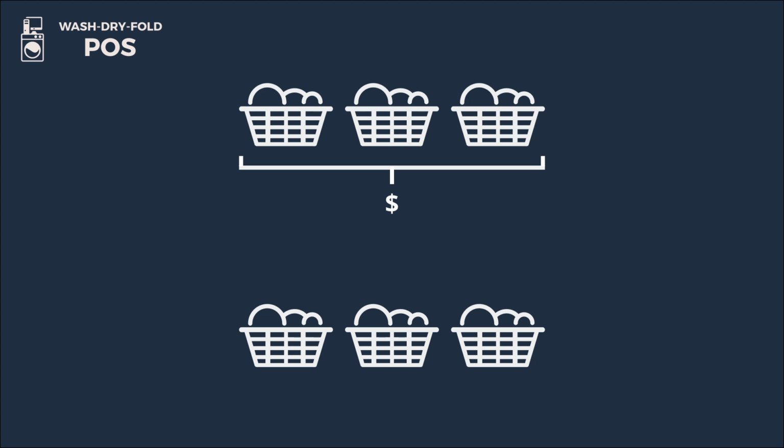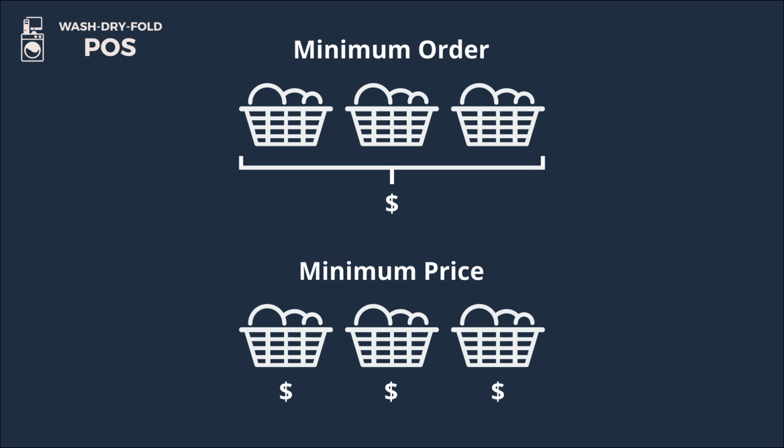The other method is to require each load of laundry that is washed separately to cost at least the minimum amount. The grand total of the order is not included in this calculation. For the purposes of this video, the first method will be referred to as a minimum order. The second method will be referred to as a minimum price. Minimum order is tied to the grand total, and minimum price is tied to each individual line item.